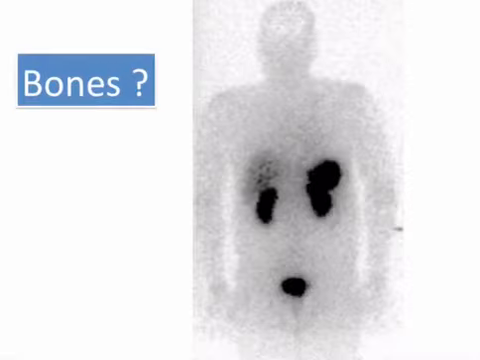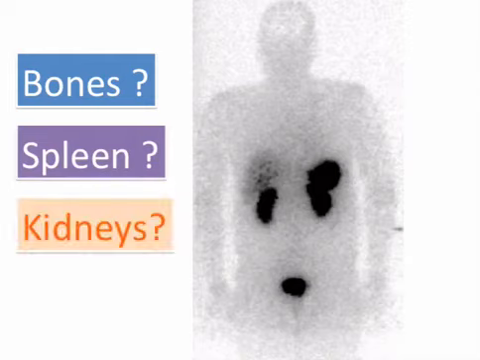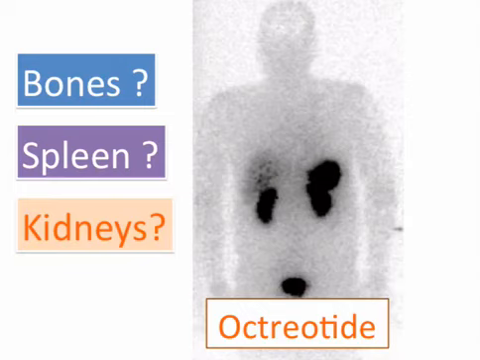All right, now, next one. Bones or no bones? No bones. Does he have a heart? No, no heart. What about a spleen? Yeah, he's got a spleen. But I'm also noticing it's really an intense spleen, and his kidneys are super hot. It's an octreotide scan, right? Really high counts, spleen, kidneys.